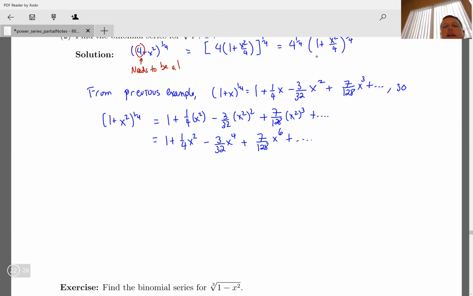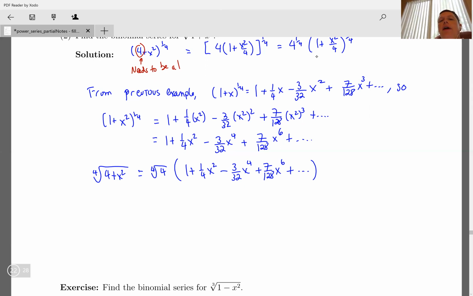And so finally, the 4th root of (4 plus x squared) is going to be the 4th root of 4 times this: times 1 plus 1/4 x squared minus 3 over 32 x to the 4th plus 7 over 128 x to the 6th plus dot, dot, dot. And that's all I have actually for this one.